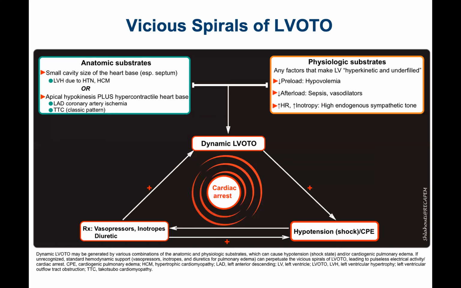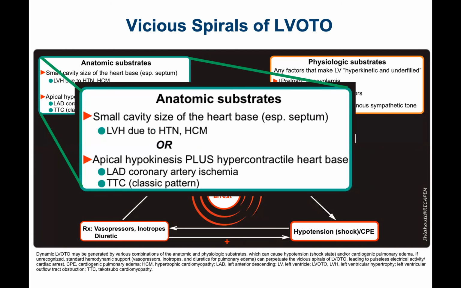So this is our vicious spiral again of the LVOT obstruction. So again, we have anatomic substrates, we have physiologic substrates, and then we can end up with a dynamic LVOT obstruction. So our anatomic substrates, remember we said small cavity size. So LVH due to hypertension or hypertrophic cardiomyopathy, but it could just be that the patient's hypovolemic, right? And now their LV cavity size is small.